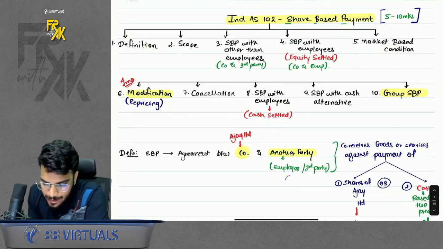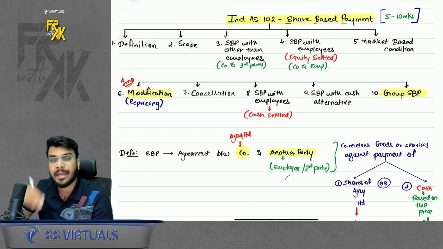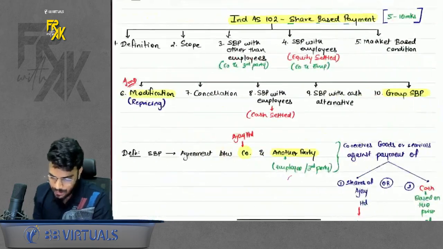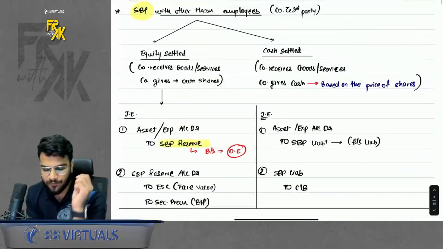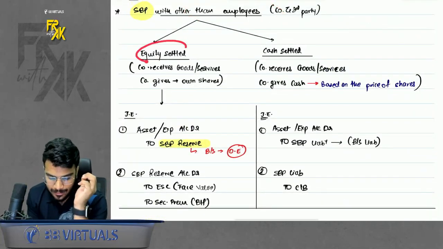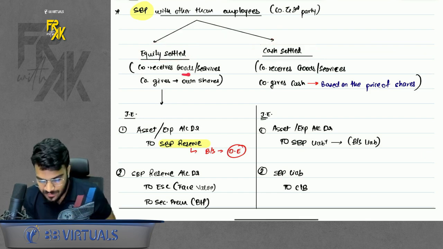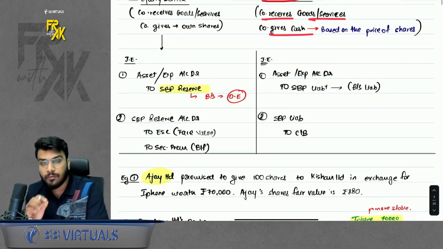Next point: share-based payment with parties other than employees. Now let's imagine you are entering into a share-based payment with any party apart from an employee. It can be of two types. One can be equity settled. So let's look at the entries. If it is with parties other than employees, it can be equity settled or cash settled. In equity settled, the company will receive goods and services and give shares. In cash settled, the company will receive goods and services and give cash. What will be the entry?